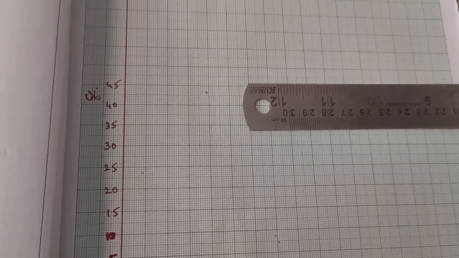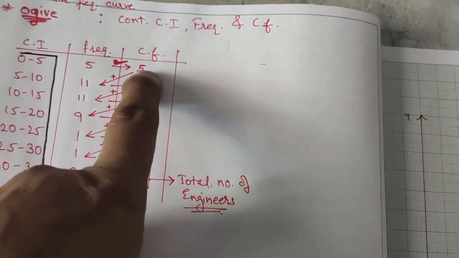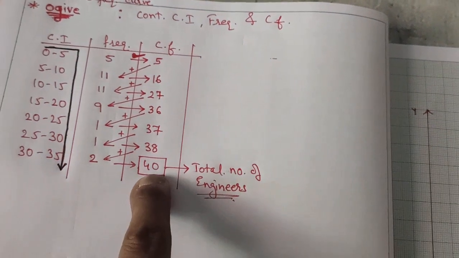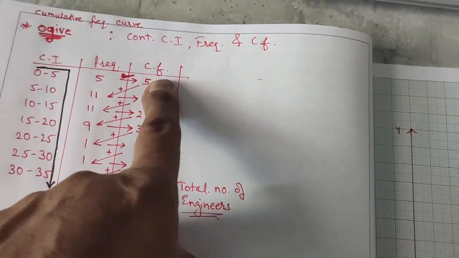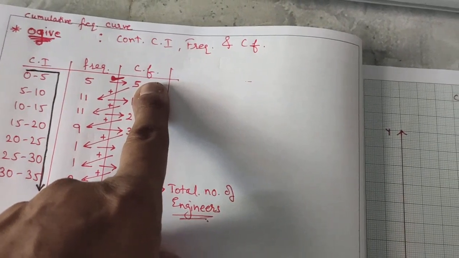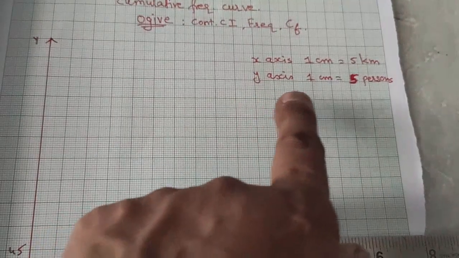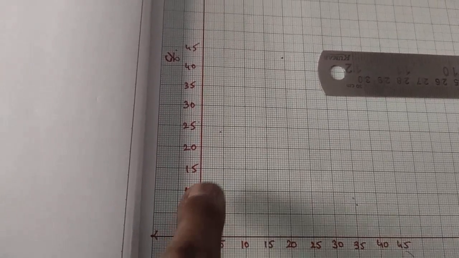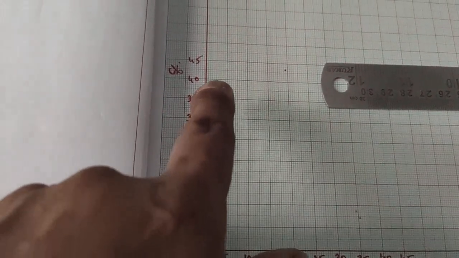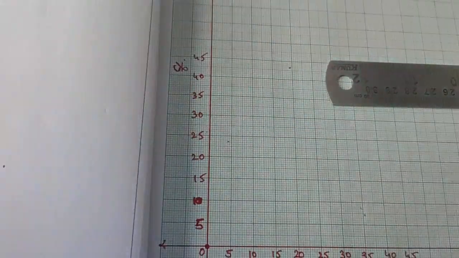On the y-axis, we are going to take cumulative frequency. It is starting with 5 and going to 40. That means you have to choose numbers which can include 5 as well as 40. So I have taken a scale on the y-axis of 1 centimeter equal to 5. So this one block is 5, 2 blocks is 10. So 5, 10, 15, 20, 25, 30, 35, 40, 45. So my cumulative frequency from 5 to 40 is included.